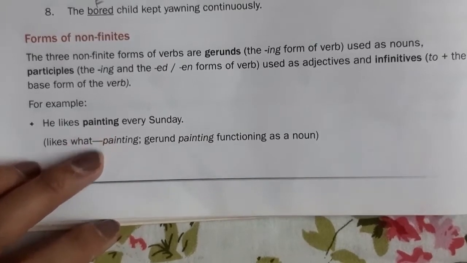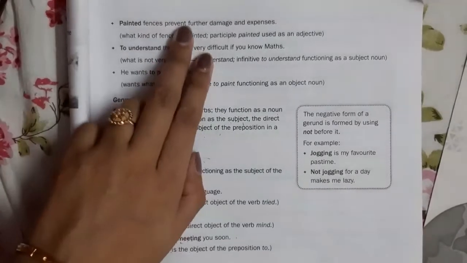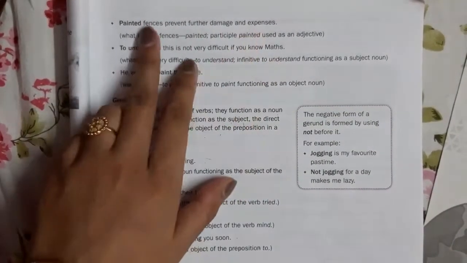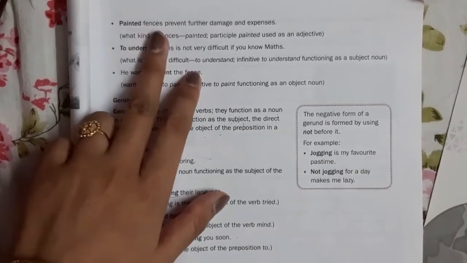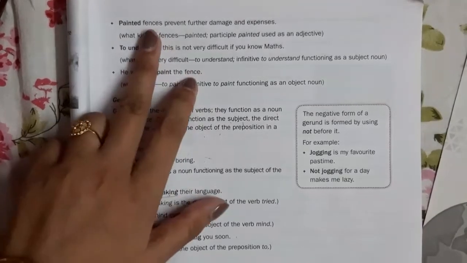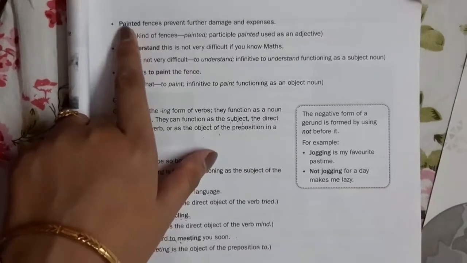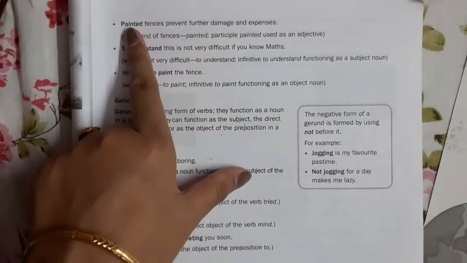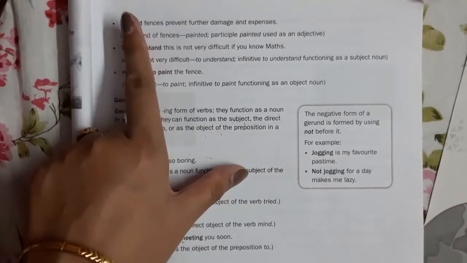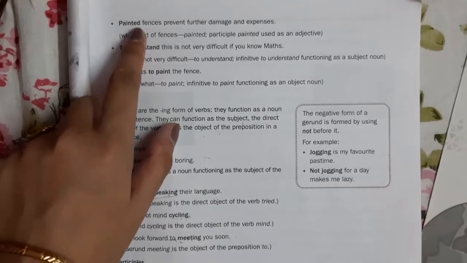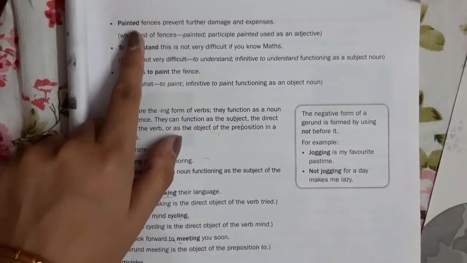Now let's see some more examples on page number 31. Painted fences prevent further damage and expenses. What fences? Painted fences. Fences is a noun, and we have described the fences. What kind of fences can prevent further damage and expenses? Painted ones. So here this is verb plus ed. Verb plus ed or en means it is a participle, and it is working as an adjective. So this is the adjective of the noun fences. So this is another non-finite verb.